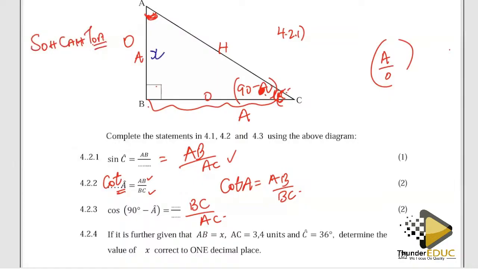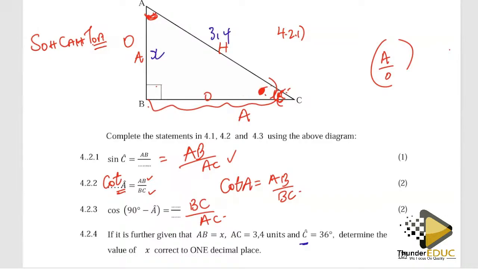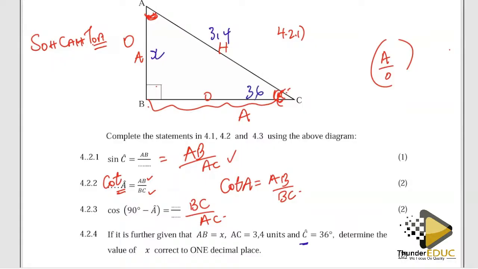So AB is X, AC is 3,4, and the angle at C is 36. Let me remove this and then just punch in a 36 there. Determine the value of X, correct to 1 decimal place.